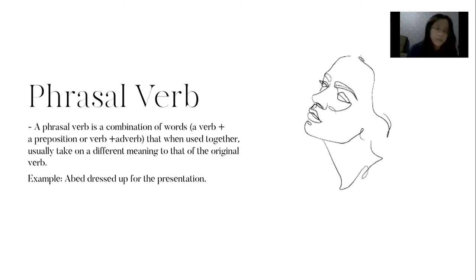Phrasal verb. A phrasal verb is a combination of words, a verb plus a preposition or verb plus adverb, that when used together usually take on a different meaning to that of the original verb. Example: Abe dressed up for the presentation.